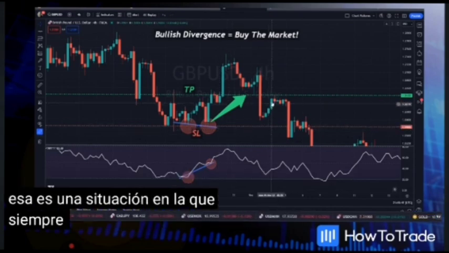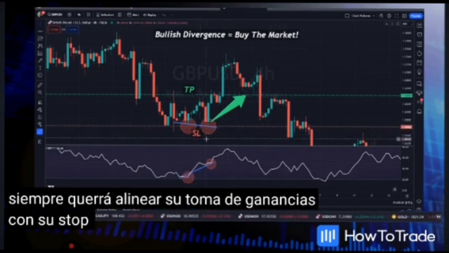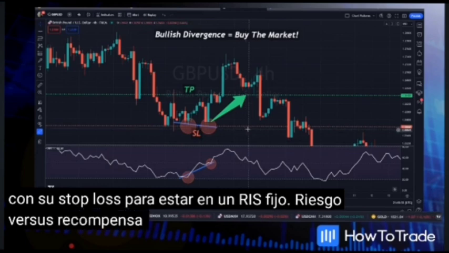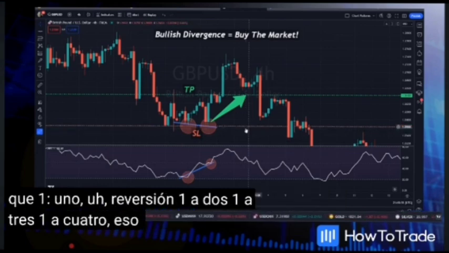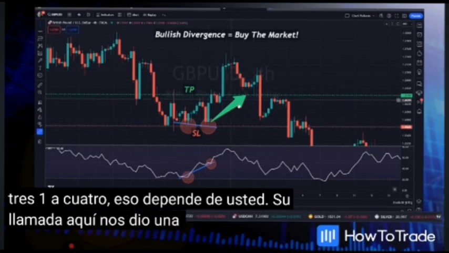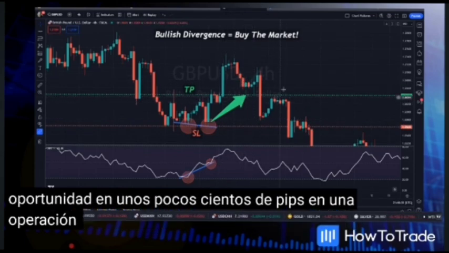That's a situation where you're always going to want to line up your take profit with your stop loss to be on a fixed risk versus reward, potentially greater than 1-to-1. Reversal 1-to-2, 1-to-3, 1-to-4, that's up to you, your call. This right here gave us a great shot, made a few hundred pips and a real nice trade.